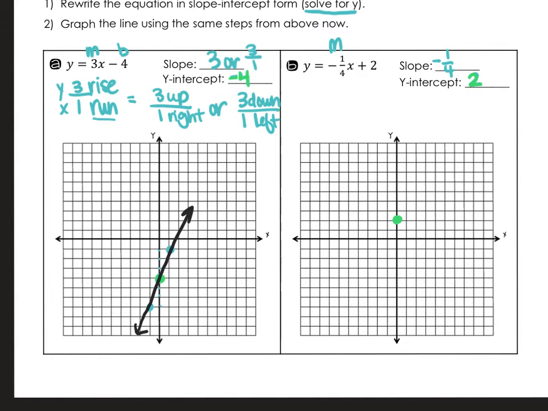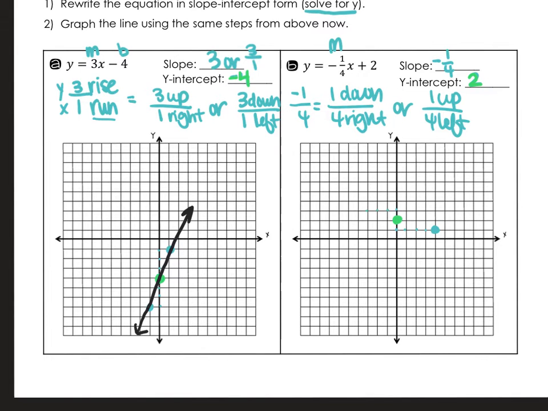Now I'll use 2 points to do my slope. So I can do -1/4, which is down 1 and 4 right. Or I can do 1 up, 4 left. Okay, so I'm going to start with the 1 down. So 1 down, 4 right: 1, and then 1, 2, 3, 4. I could also go 1 up and 4 left.